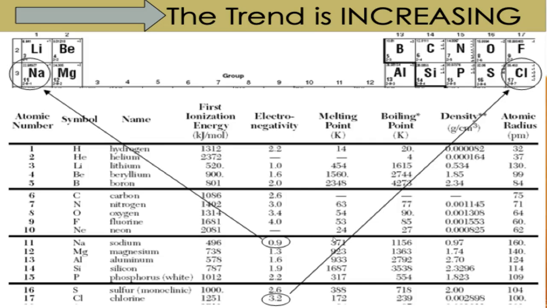So we can use Table S to our advantage, just like we did in our previous trends. If we want to see a trend going across a period, I could pick an element on the left and an element on the right in a period, look up the values, in this case 0.9 over here, and then chlorine is 3.2, so we see it's going from 0.9 to 3.2. So the trend is increasing. So again, there's no need to memorize the trends. We can just look up the values on Table S.